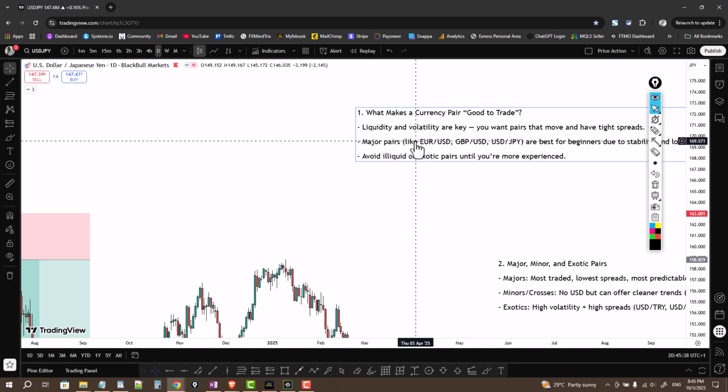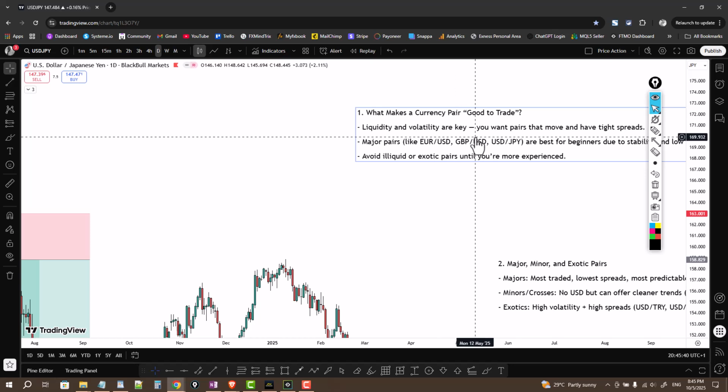Which is liquidity and volatility. Liquidity, to help you understand what this is: if you want to sell or buy an instrument, there's actually instant supply for that particular instrument. So to give you an example, let's say you were in the business of selling shoes.